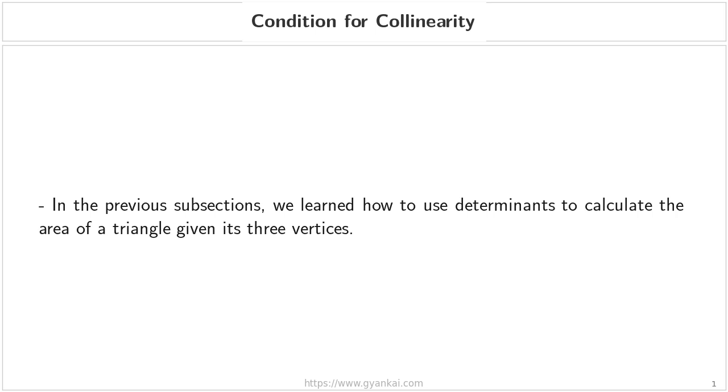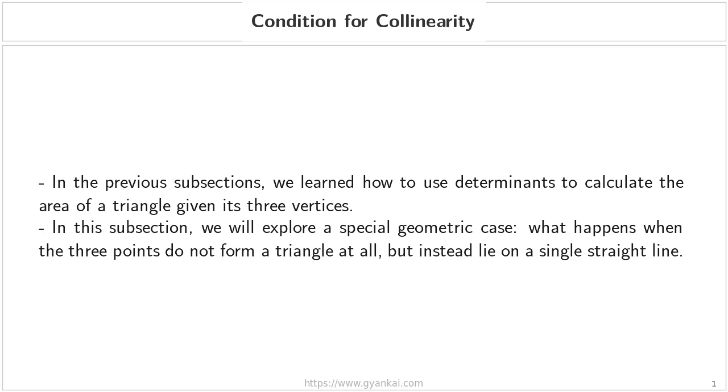Welcome, everyone. Before we dive into today's new topic, let's take a moment to reflect on what we have already covered. In our previous lessons, we learned a very powerful technique, using determinants to calculate the exact area of a triangle, provided we are given the coordinates of its three vertices. Now, today we are going to explore a very specific and interesting geometric case. We are going to look at what happens when those 3 points don't actually form a triangle at all. Instead, imagine a scenario where the 3 points are positioned such that they all lie perfectly along a single, straight line. This brings us to our main topic for today, the condition for collinearity.